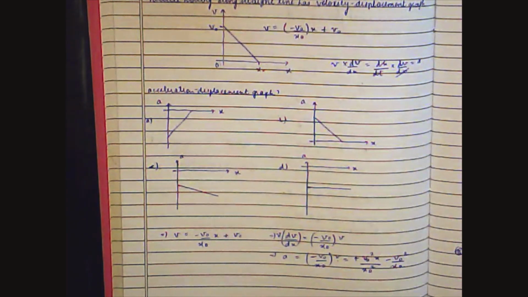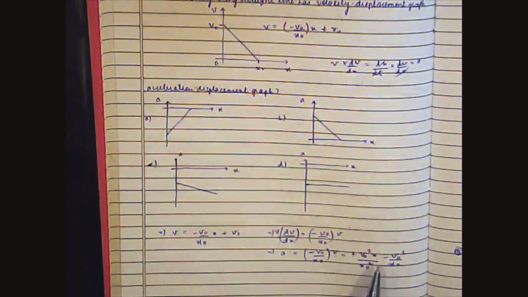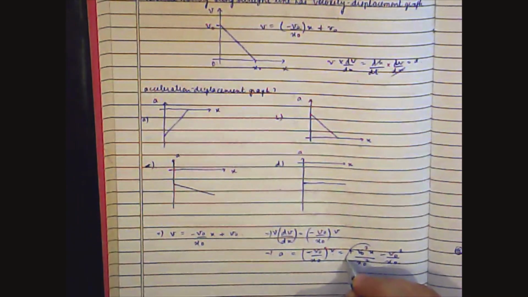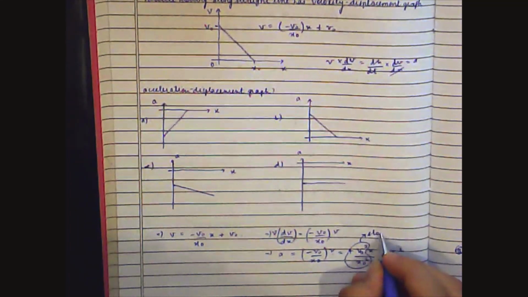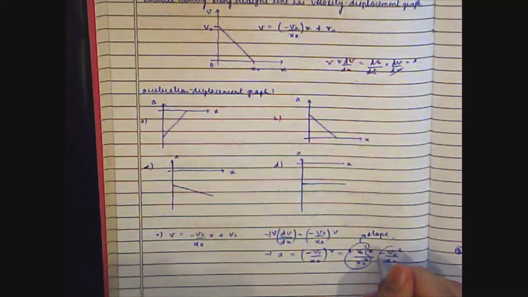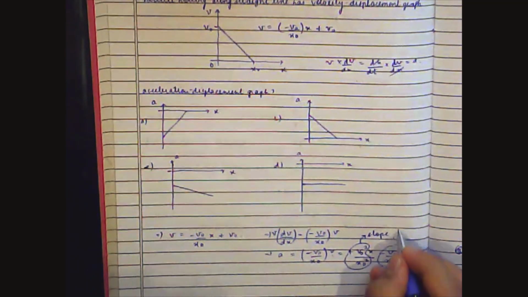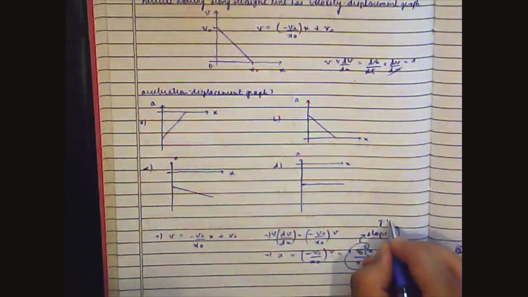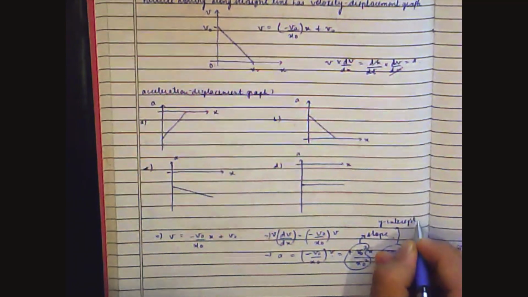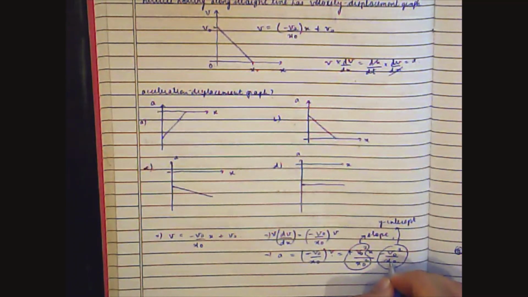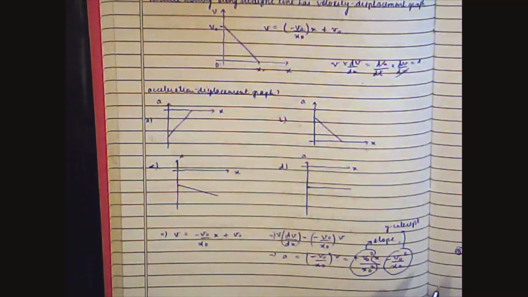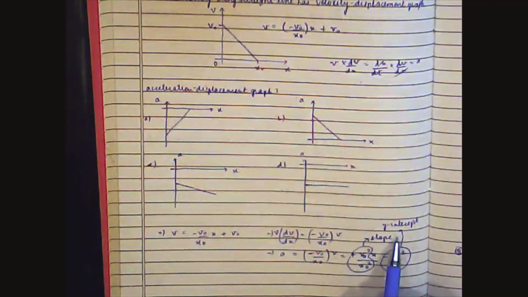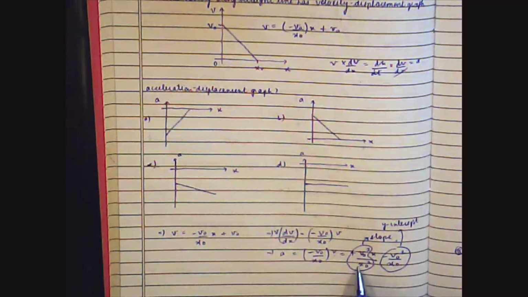Okay, and this is an equation in x where v naught square by x naught square is basically the slope, and minus v naught square by x naught is the y-intercept. So the y-intercept is negative, right? And since it is negative, it will be okay. So let's remember that the y-intercept is negative and the slope is positive.